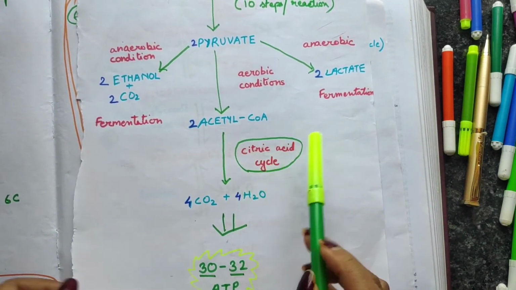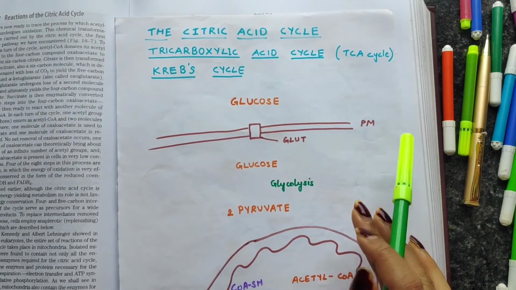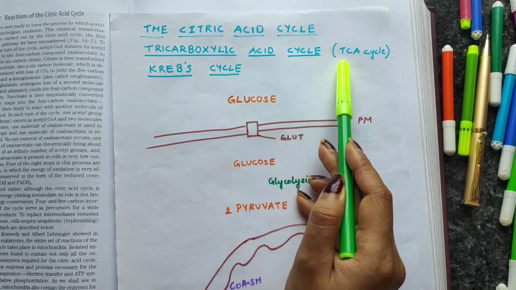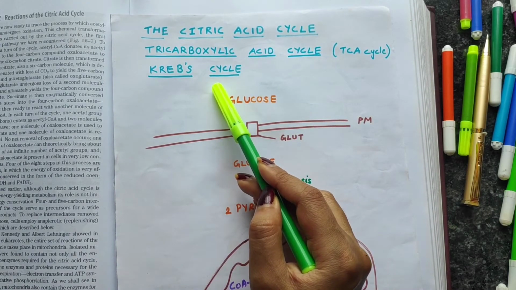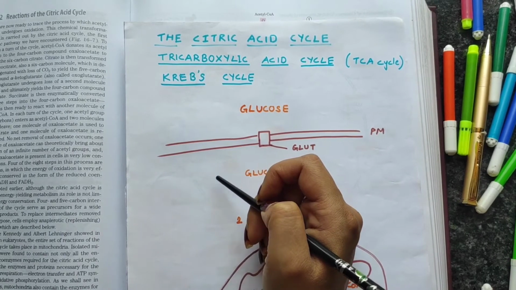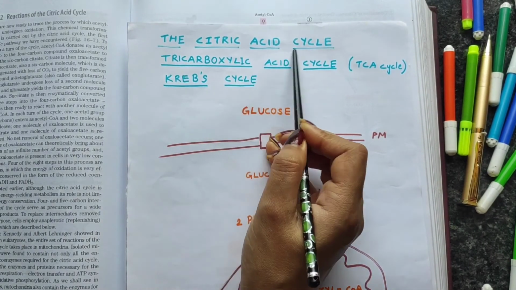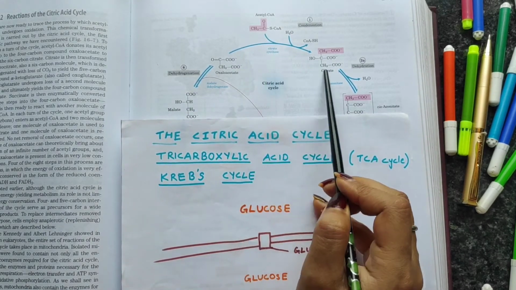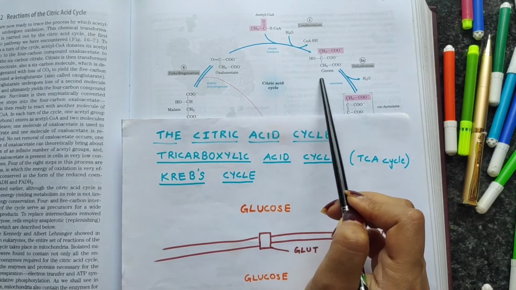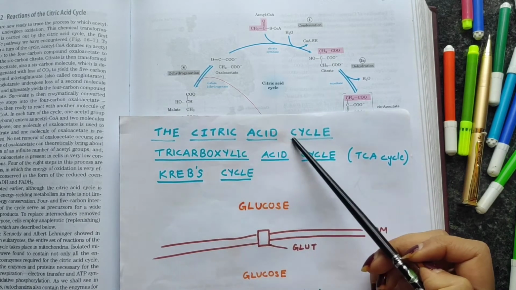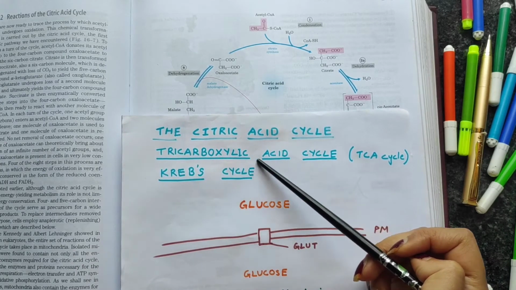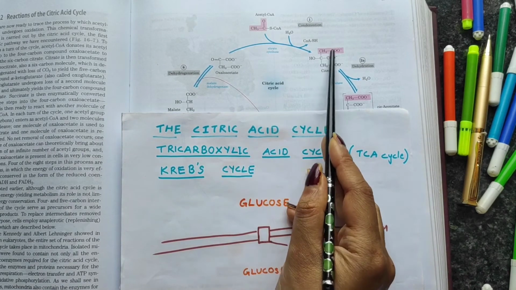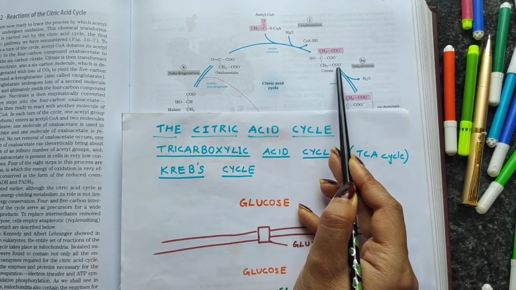This is the citric acid cycle. The citric acid cycle is also known as the tricarboxylic acid cycle, TCA cycle, or the Krebs cycle. So why these names? The citric acid cycle name comes from the fact that the first product that is formed in the cycle is citrate. That's why it is called the citric acid cycle. It is also called the tricarboxylic acid cycle, or TCA cycle in abbreviated form, because here you can see there are 3 carboxyl groups.